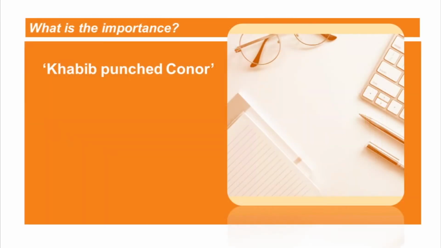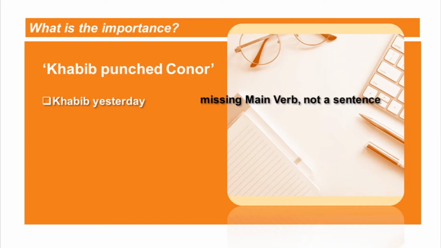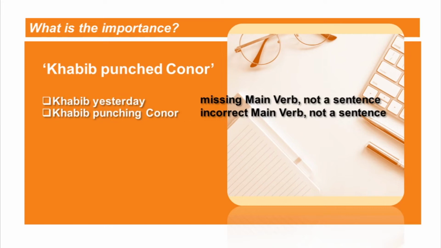So the importance of recognizing all these elements is that you can actually identify a correct or incorrect sentence. For example, Khabib punched Conor. That is the correct sentence. If you just wrote the subject there and an adverb, for example, yesterday, it misses a main verb, so it lacks a main element of a simple sentence. Therefore, this is not a sentence. Or you write the main verb in the wrong form. For example, verb ing by itself, like punching, cannot be a main verb. So we call this not a sentence as well, because it does not follow the grammatical rules.